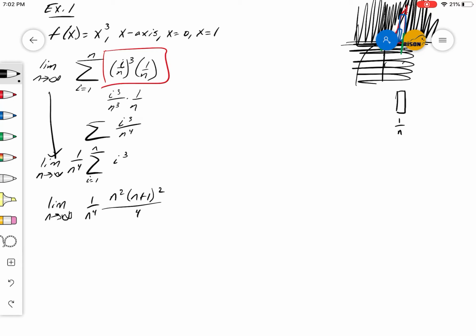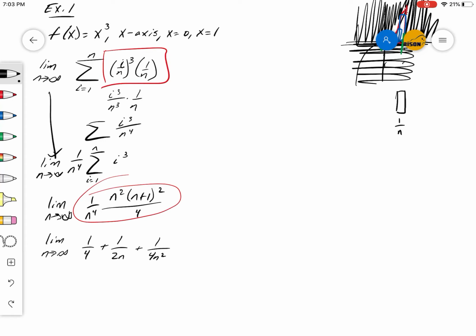And then once I multiply the 1 over n to the fourth into it, I end up with three separate pieces: 1/4, 1 over 2n, and 1 over 4n squared. That's if I multiply everything out, splitting everything into its own denominator. Okay, so this is where I end up.